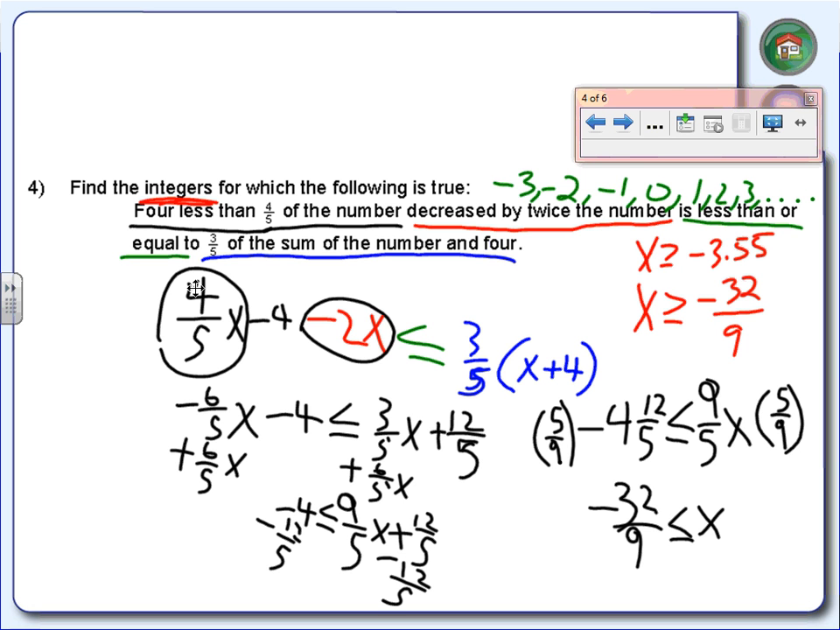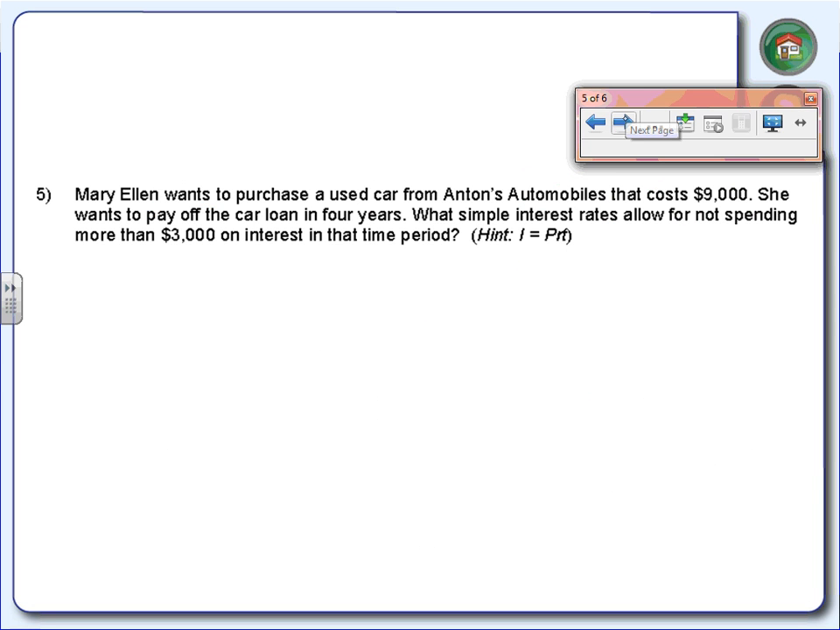All right, so that takes care of number 4. Let's do one more here. 5 or 6? I'll let you choose. Which one you want? 5 or 6? 5. All right, let's take a look at number 5.